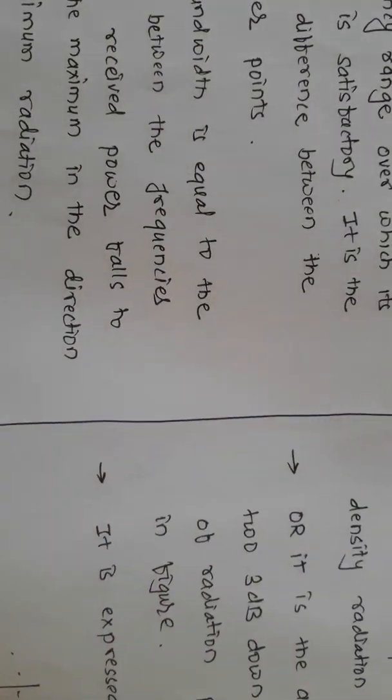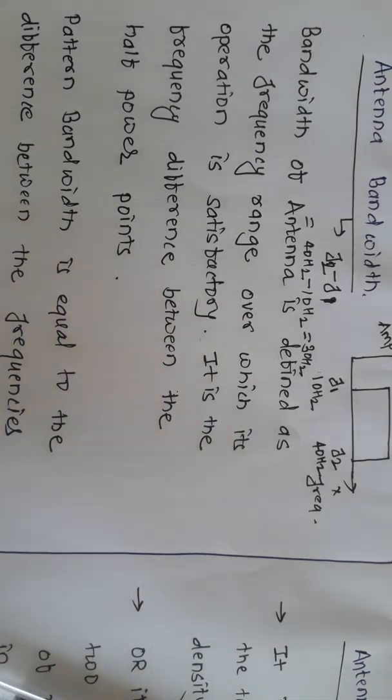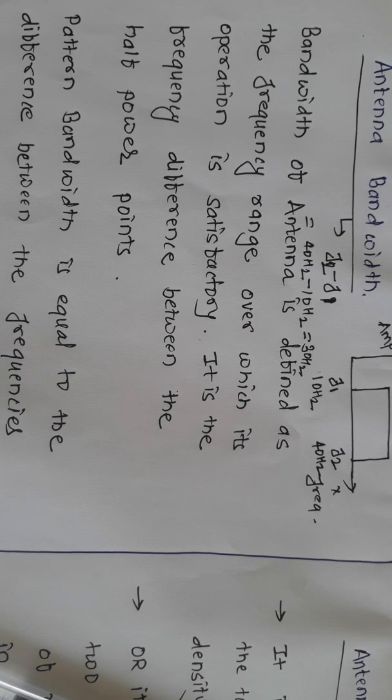So this is all about the beam width and the bandwidth of the antenna. Don't be confused about the beam width and the bandwidth of the antenna. Bandwidth is nothing but the frequency range over which the antenna operation is satisfactory, and antenna beam width is nothing but the angular separation between the two half power points on the power density radiation pattern.